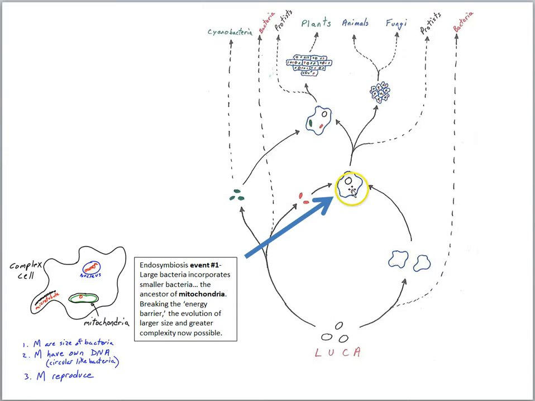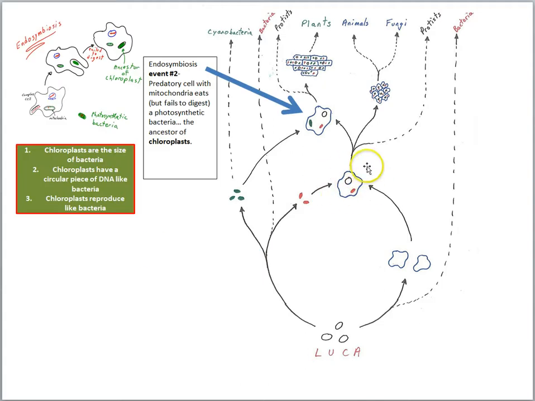So with the incorporation of this cell into the larger cell, the cell continues to produce energy and it can reproduce. Now this cell has the potential to grow larger in size and get more complex, and in fact evolve into cells that have more active lifestyles, like hunting cells. What's the evidence for this endosymbiosis event? Here we have the mitochondria, the size of bacteria, DNA like bacteria, reproduce like bacteria.